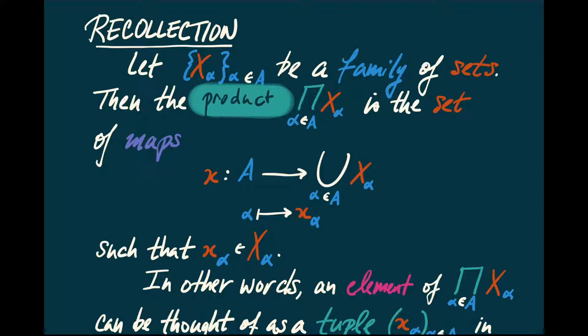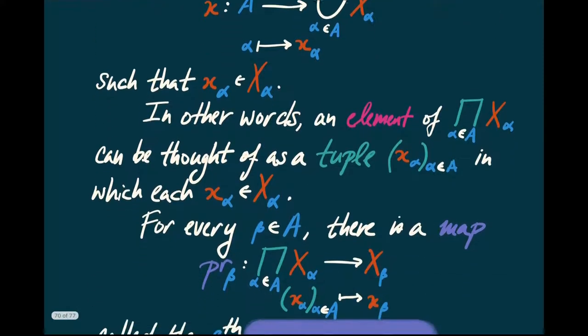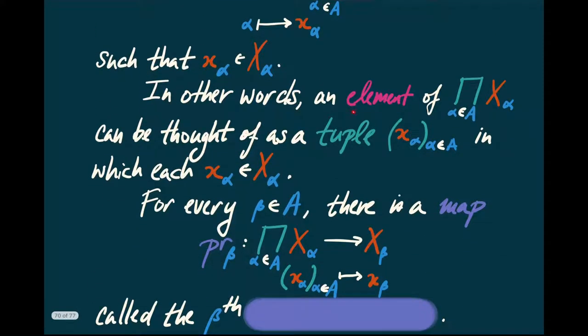is defined to be the set of maps, little x, from the indexing set A to the union of the X alphas, such that the image x alpha of some little alpha in A actually lies in the set X alpha. This is the set theoretic formulation of the intuition that we have about how products work, which is that an element of the product is a tuple, x alpha, indexed over the A's, in which each of these x alphas lands in capital X alpha.